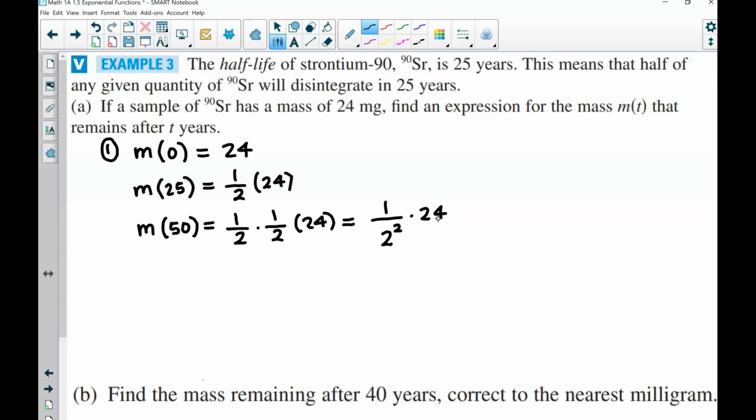Okay, now if we want to increase it again for another 25 years, well, that is m of 75. So what do you think we're going to have to do here next? Well, that means we're going to take 1/2, multiply it by 1/2, multiply it by another 1/2 times 24, which would then equal 1 over 2 cubed times 24.